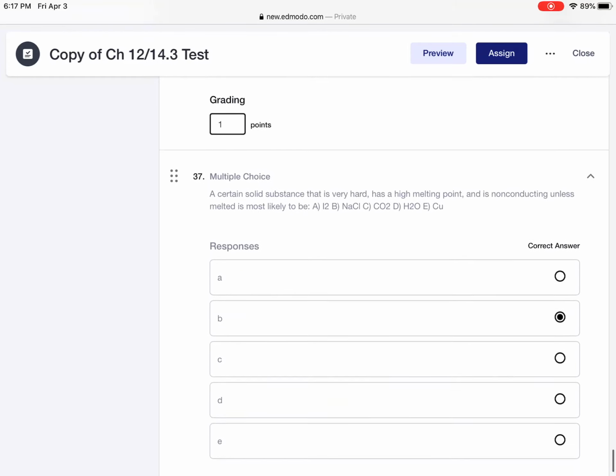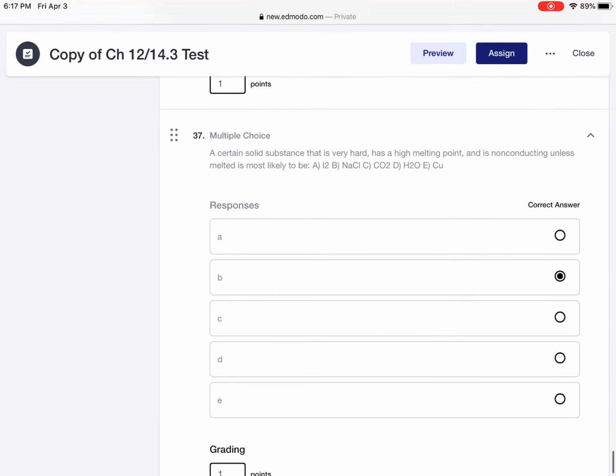And then number 37. A certain solid that is hard, has high melting points, and is non-conducting unless it's melted, are all properties of ionic, so the answer is B, sodium chloride.